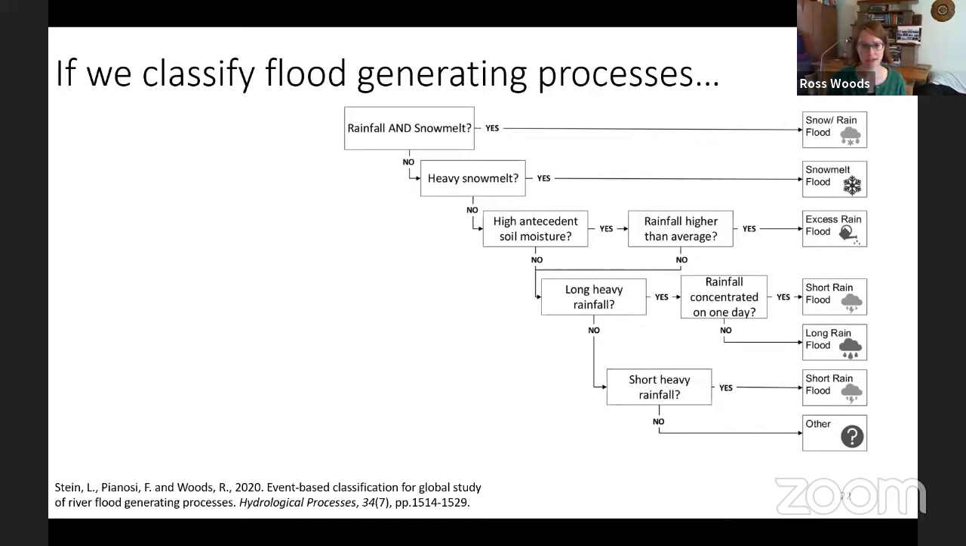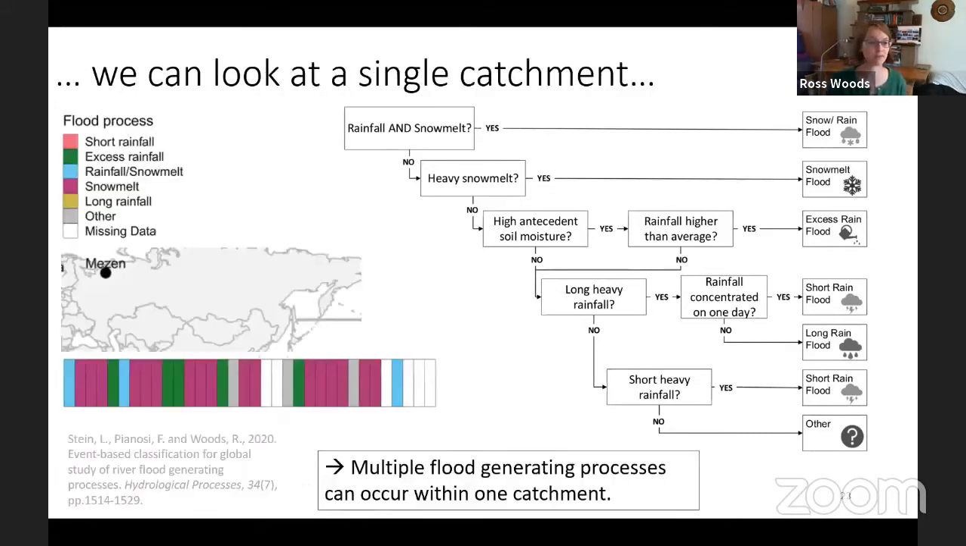But if the soil is quite dry, you need extreme rainfall amounts, and you can either have a short concentrated rainfall on one day, which we here simply call short rain flood, or over several days, and that would then be a long rain flood. If none of those processes are identifiable in the weather before a flood event, we would just say, okay, then we don't know what it is. It might be a dam break, it might be an ice jam, but this is not something we can classify as a hydrometeorological process.